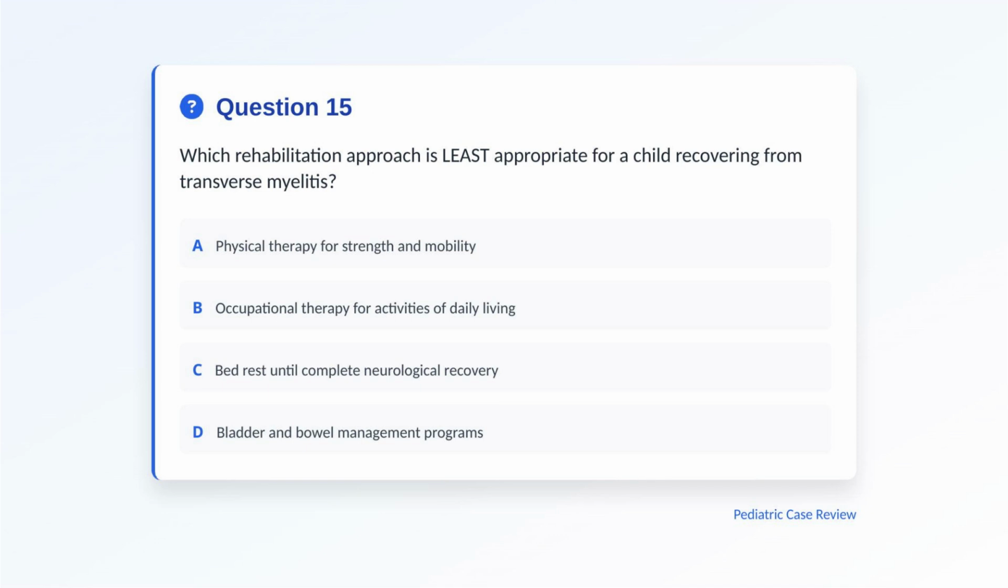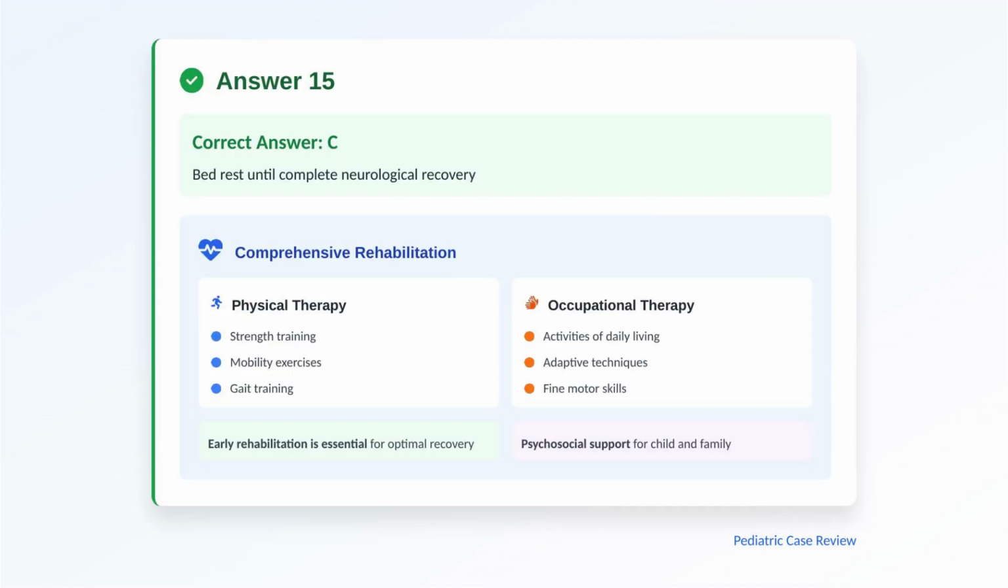Question 15 focuses on rehabilitation approaches. Which rehabilitation approach is least appropriate for a child recovering from transverse myelitis? A. Physical therapy for strength and mobility. B. Occupational therapy for activities of daily living. C. Bed rest until complete neurological recovery. D. Bladder and bowel management programs. The correct answer is C.